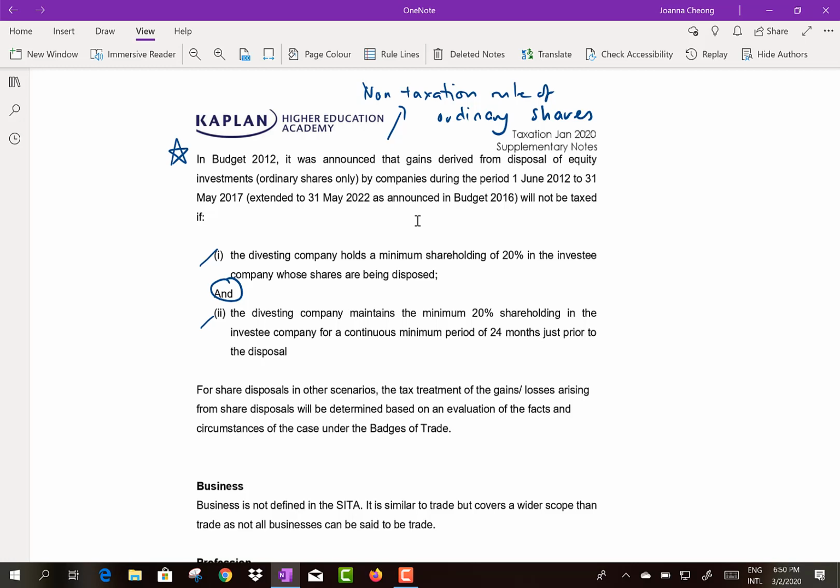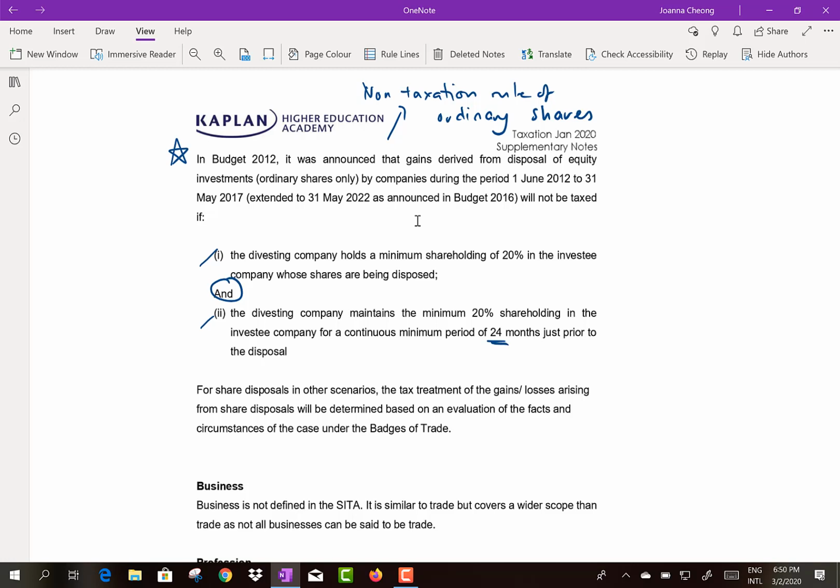Firstly, you ask whether you held on to the shares of this company for at least 24 months. 24 months means it must be continuous. 24 months is roughly how many years? 2 years. So you must hang on to the shares of that company for 2 years. That means it's like a long-term investment. If you hang on for at least 24 months consecutively, with no break in between, then we can say that you meet this condition.